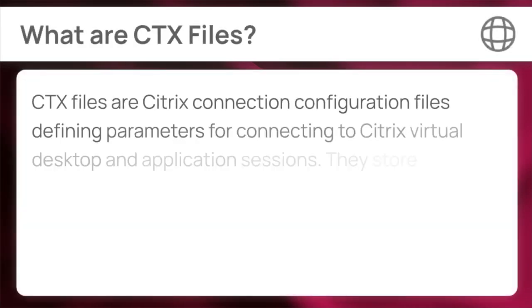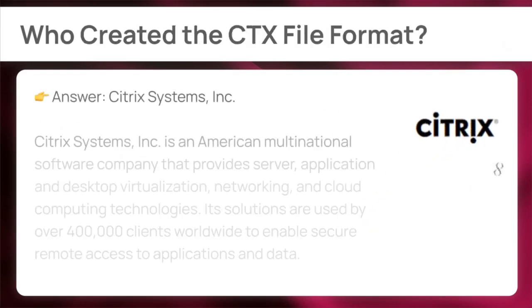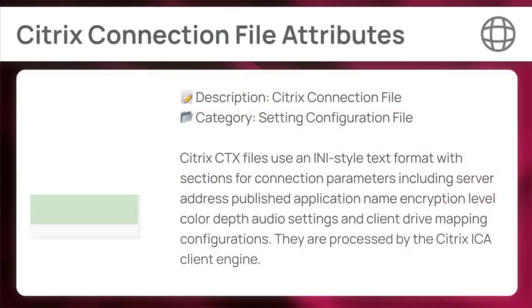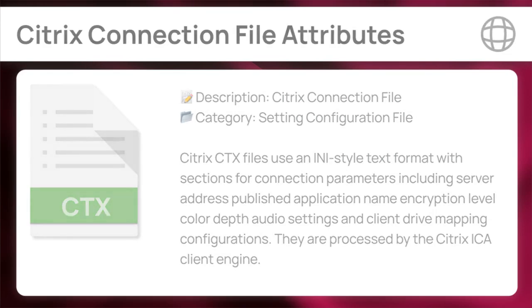CTX files are Citrix connection configuration files defining parameters for connecting to Citrix virtual desktop and application sessions. They store server addresses, authentication settings, display preferences, and session parameters for Citrix Workspace and legacy Citrix Receiver clients. Citrix CTX files use an INI-style text format with sections for connection parameters including server address, published application name, encryption level, color depth, audio settings, and client drive mapping configurations. They are processed by the Citrix ICA client engine.